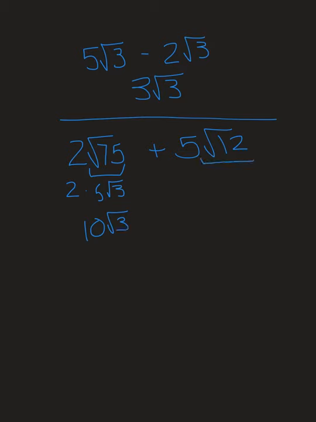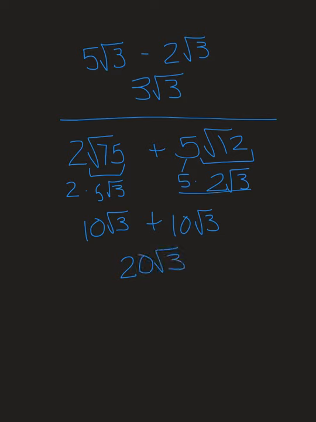When you take the 12, it breaks into 2, 2, and 3. So another way to write root 12 would be 2 root 3. This 5 just comes down. This is also going to be 10, because it's 5 times 2. And now I have common terms. You can only add them together if you have common terms.